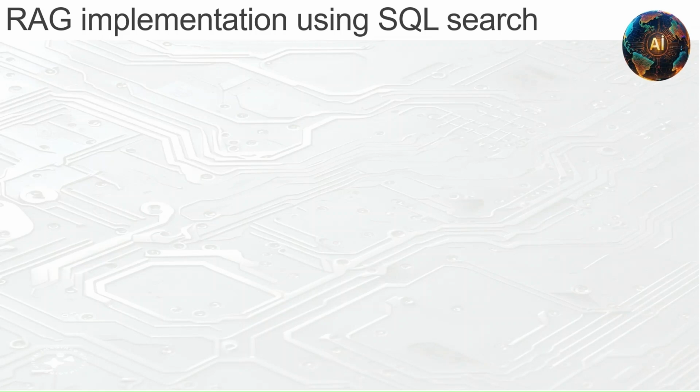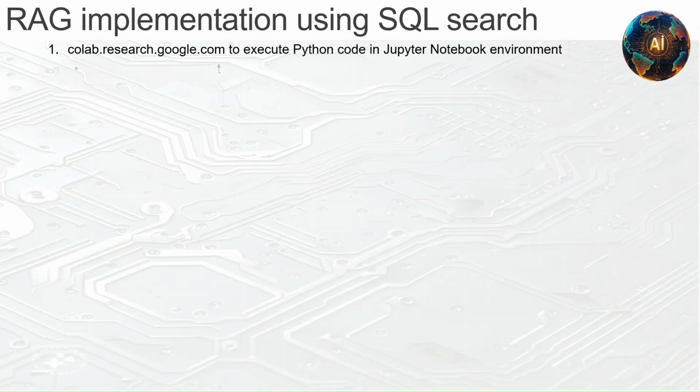Now we will look at the RAG implementation example using SQL search. Let us first see how we will proceed on this one. Step 1 is same as before. We will need to log into Colab to execute our Python code. Step 2 here is different in this example.